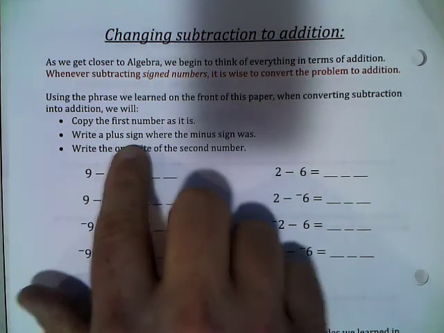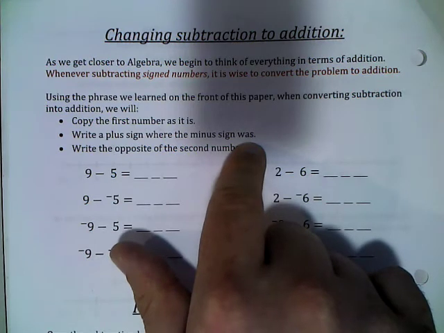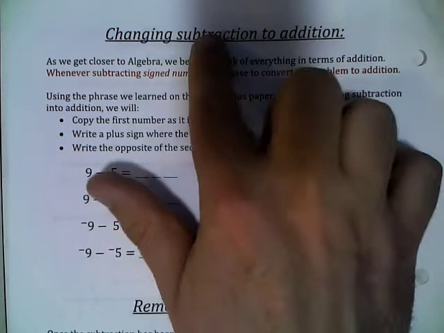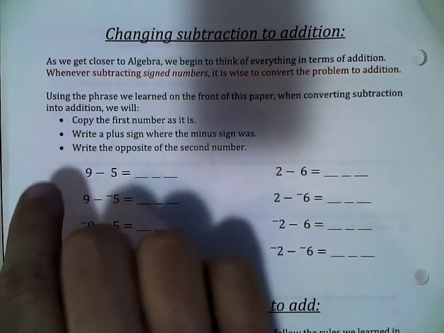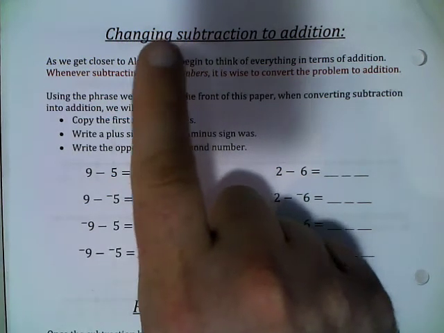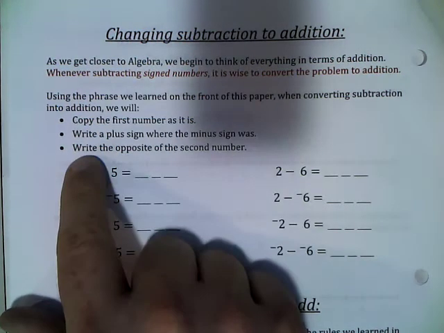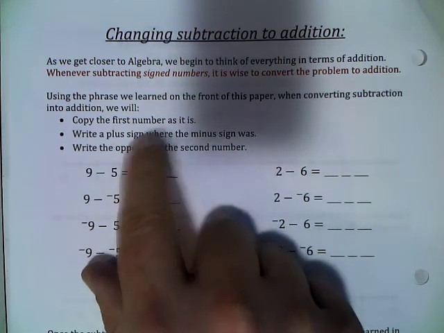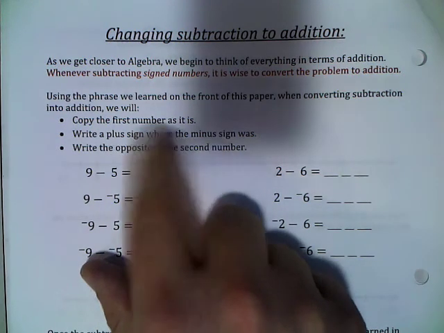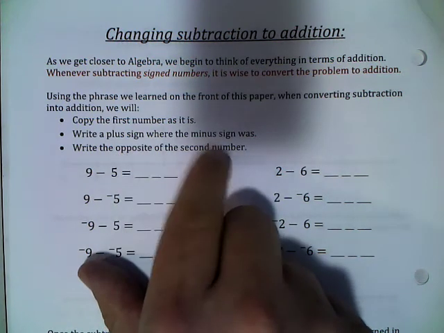Then we're going to write a plus sign where the minus sign was. So instead of a minus sign, we'll now have a plus sign. That's the whole point, subtraction to addition. But math is a big balancing act. Whenever you change one thing, you've got to change a second thing to balance it out. So the balance here is we will write the opposite of the second number. So changing the minus to a plus is balanced out by doing the opposite of the second number.